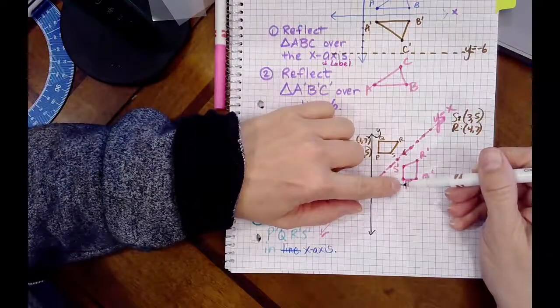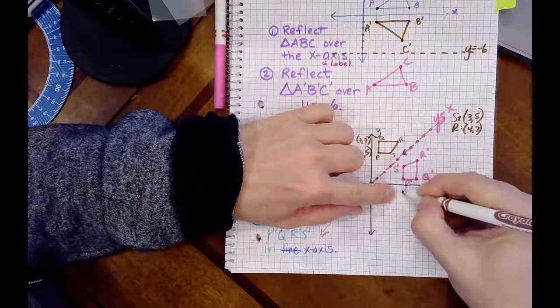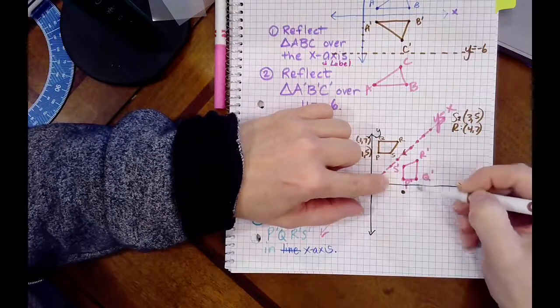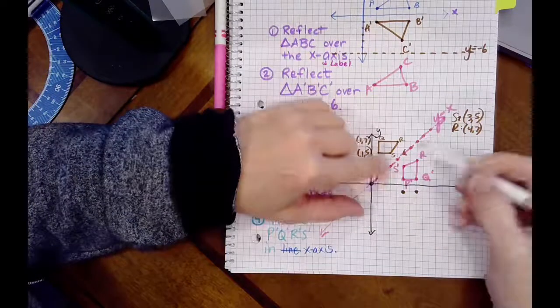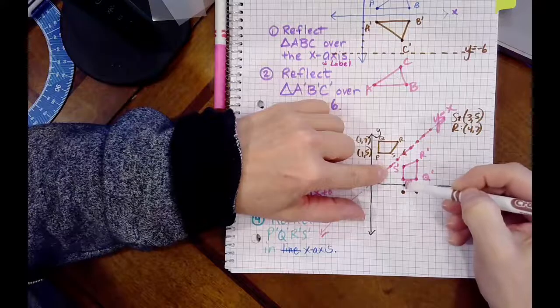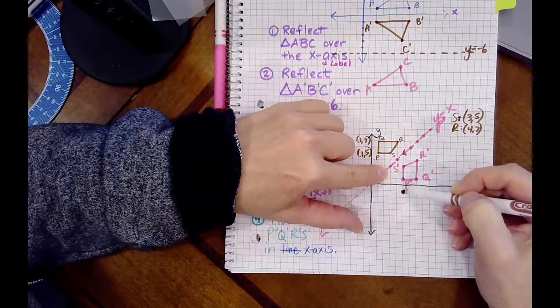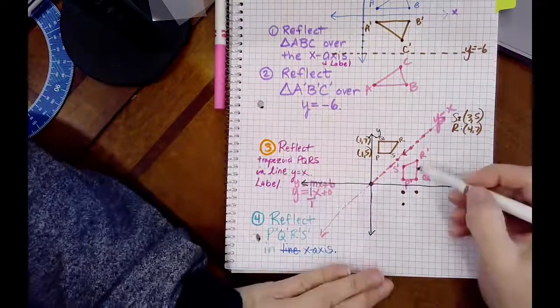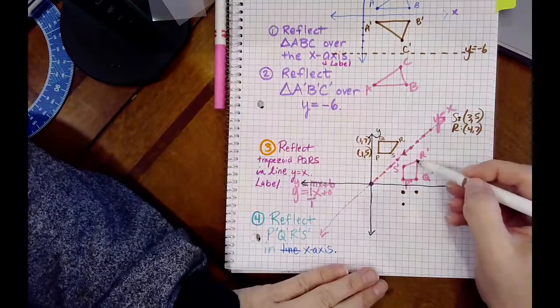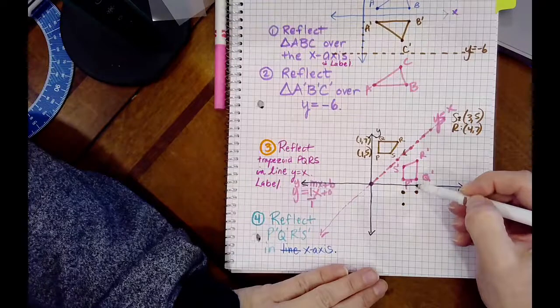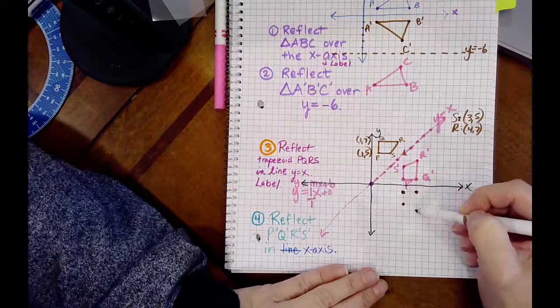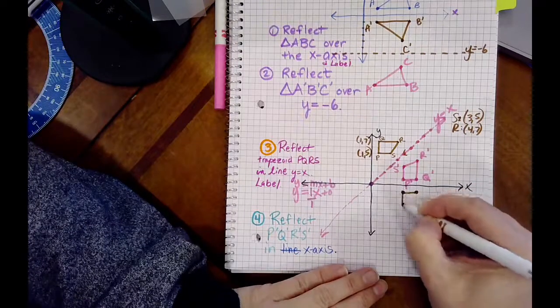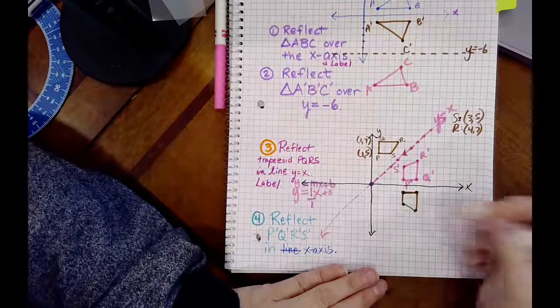P prime is 1 away, so reflect it over. S prime is 1 away, reflect it over 1 unit. Q prime is 3 away if you count those, so go 3, 1, 2, 3 over the x-axis, and R prime is 4 away, so go 4 the other way. Connect those. Mine's a little rough, but you get the point.